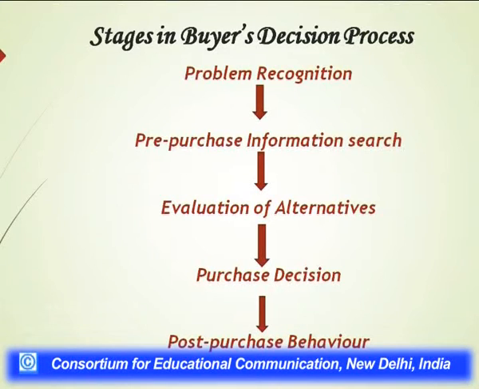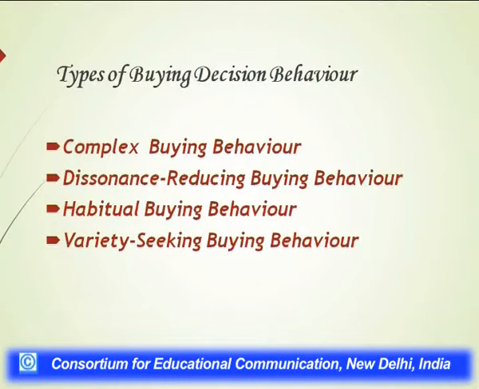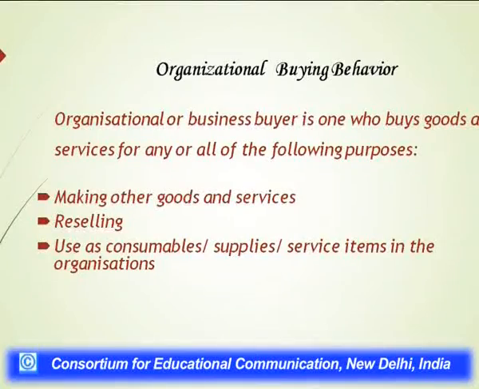Now let us understand to what extent the household buyer's behavior differs from the buying behavior of an organizational buyer. At this point of time, we do know that a household buyer generally follows a different kind of buying decision behavior where he or she may be exercising a complex buying behavior, dissonance reducing buying behavior, habitual buying behavior or a variety seeking buying behavior. Let us now try to understand how this buying behavior differs for an organizational buyer.